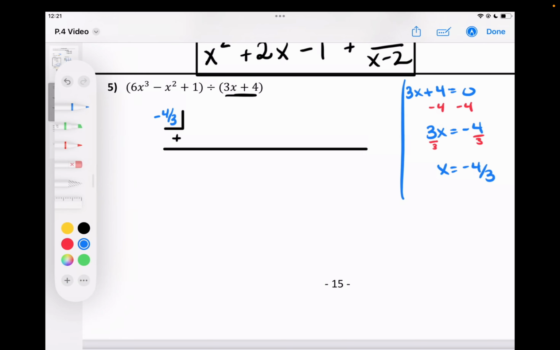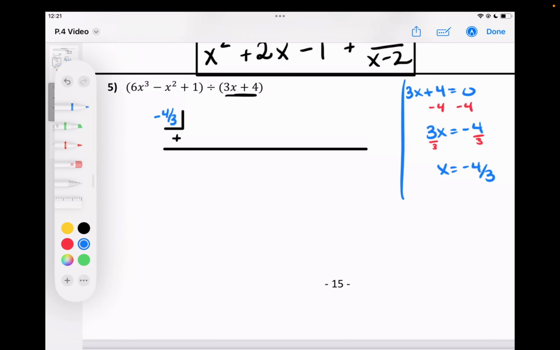So that's from that. Then please remember, don't forget about missing terms. So we are missing the x term, so I'm going to put 0 in for the x. That should go right here. So I'm going to put 6. I'm going to make sure things are spaced out a bit. So 6, negative 1, 0, and 1. And then we can do synthetic.